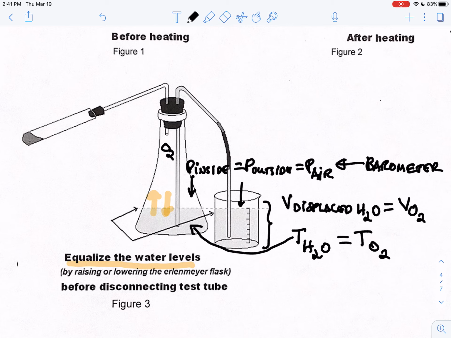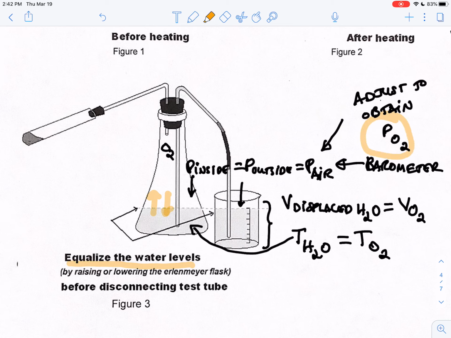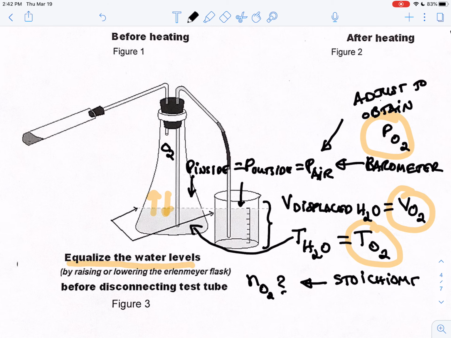So once we have the temperature of the oxygen and the volume of oxygen, we'll also have to adjust the pressure of air that we measure to obtain the actual pressure of the oxygen. So I will explain that later on. So again, we'll have the pressure of oxygen, the volume of oxygen, the temperature of oxygen, and of course, the question would be, how are we going to get the number of moles of oxygen? And the answer is, we are going to use the stoichiometry of the reaction to find that.